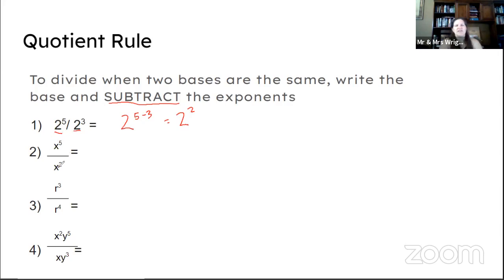Now I want to show you with these x's why this subtraction works. It really works well when you have the variables and you have it written in a fractional format. So x to the 5th is really x times x times x times x times one more x. Let's just count these to make sure. 1, 2, 3, 4, 5. There's 5 x's. And on the bottom we have x squared, so that's just x times x.